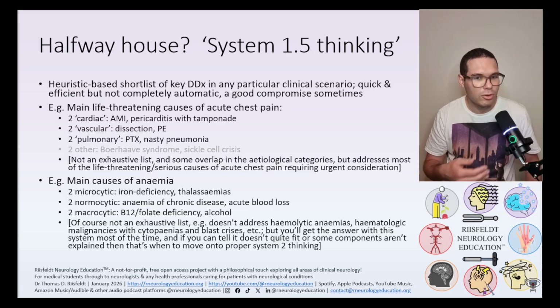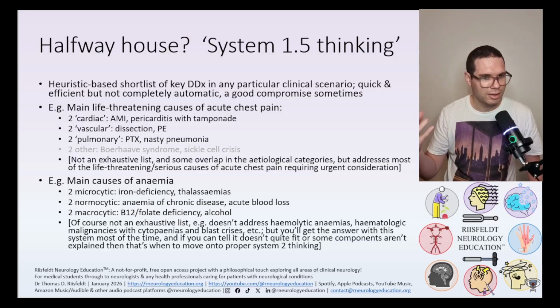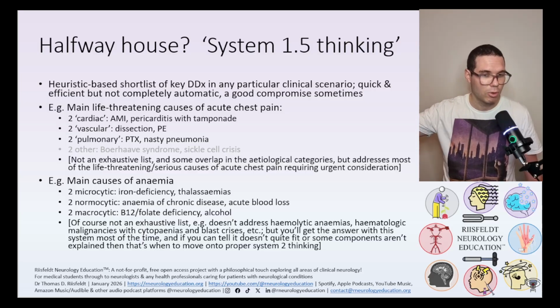But using this rule of twos, you will get to the answer with this system most of the time, and you'll be able to tell very quickly if it doesn't quite fit. So if you have a microcytic anemia and it isn't an iron deficiency anemia and you've done hemoglobin electrophoresis and it's not a thalassemia, then you think, well, I need to think more broadly then. Let's go to the full-on System 2 thinking and think about what else could it be.